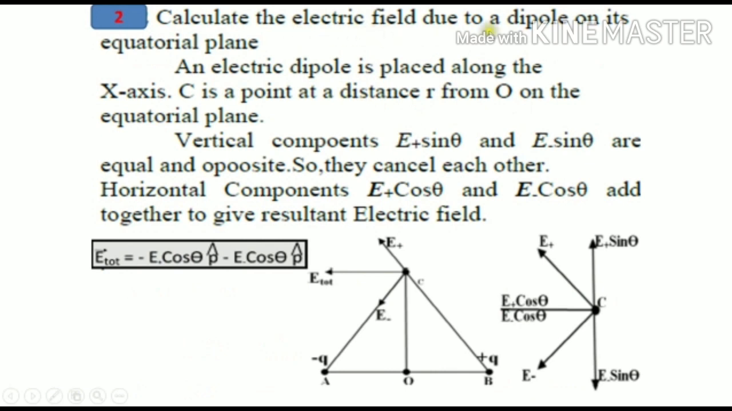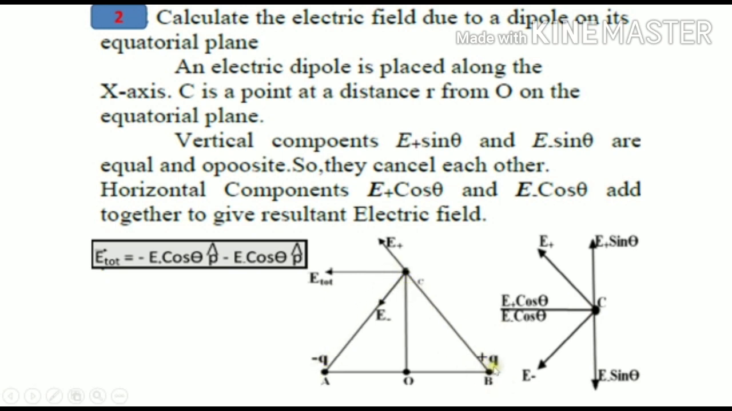Calculate the electric field due to a dipole on its equatorial plane. An electric dipole is placed along the x-axis. C is the midpoint at a distance r from O on the equatorial plane. Here, two electric fields are acting at the point C. One is from plus q, another one is from minus q.